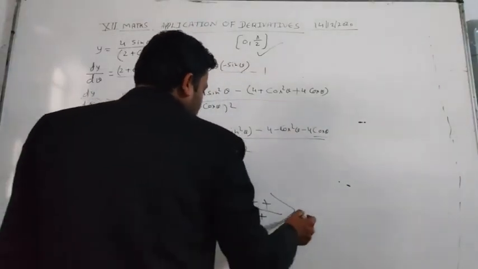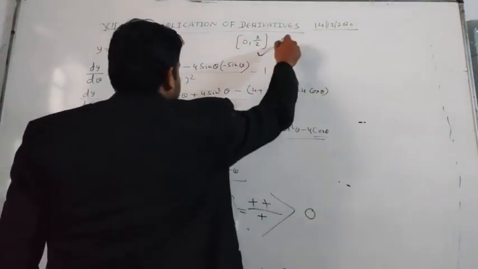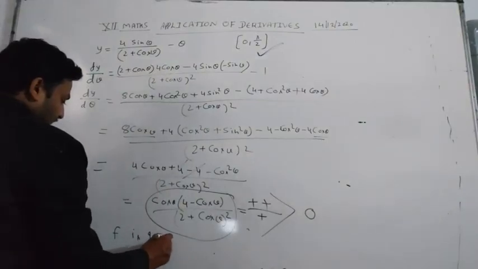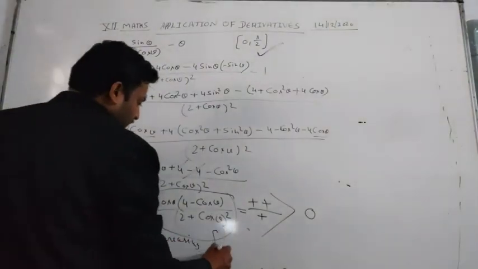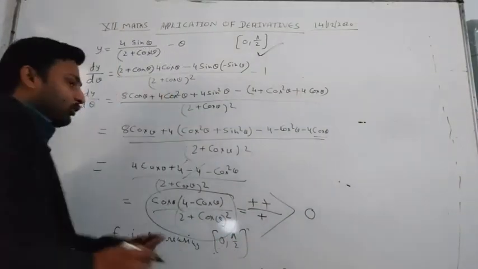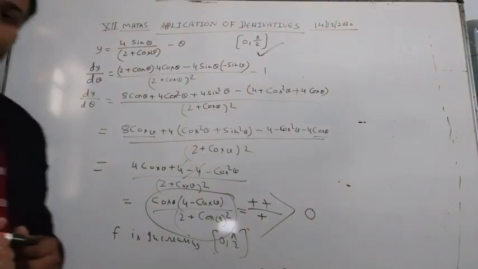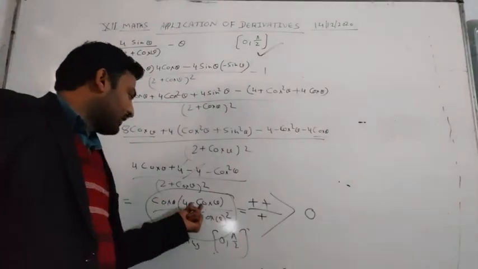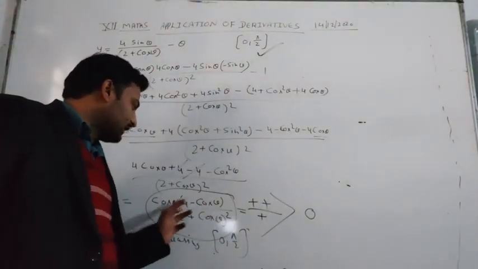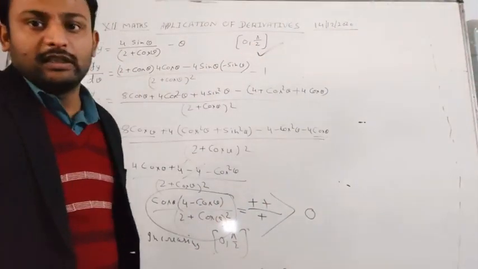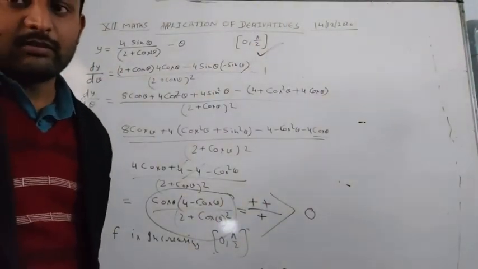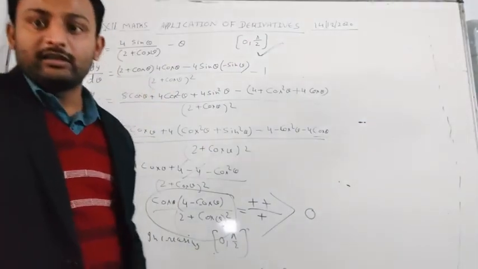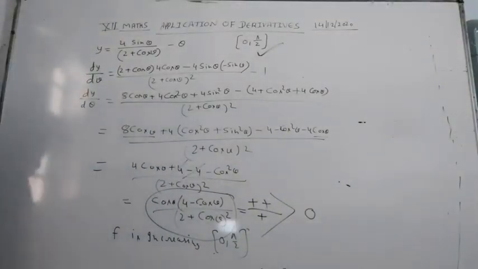It means that this is greater than or equal to 0 in this interval. Okay, so we can say that our function is an increasing function in interval 0 to pi by 2. This proves that our function is an increasing function in the interval 0 to pi by 2, because cos theta, 4 minus cos theta, 2 plus cos theta whole square, these all are positive in this interval. In the first quadrant all are positive. On the basis of this, we can say that our function is an increasing function in interval 0 to pi by 2. Okay student, let's see another question.